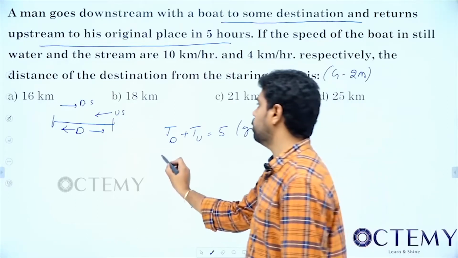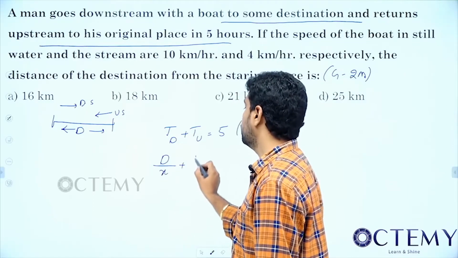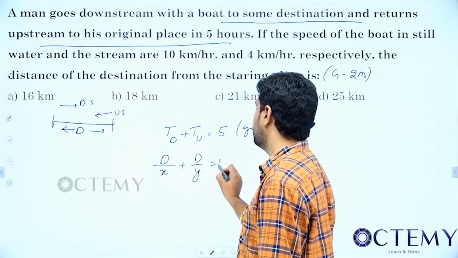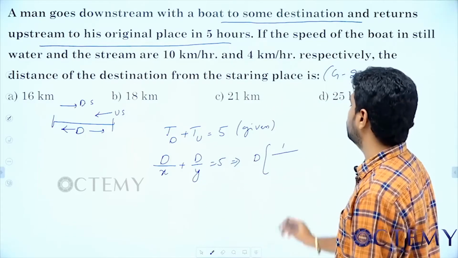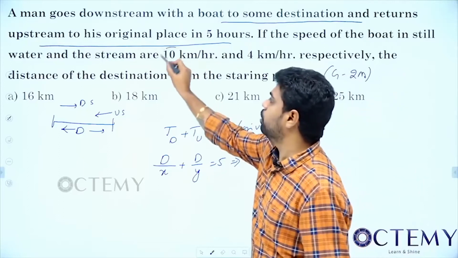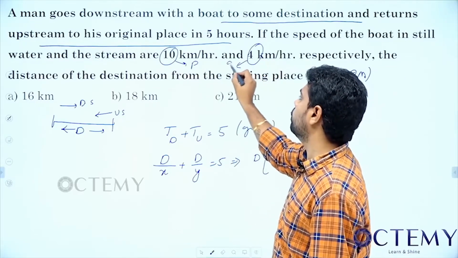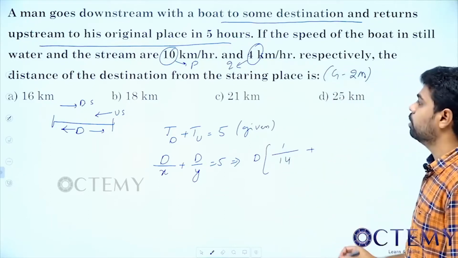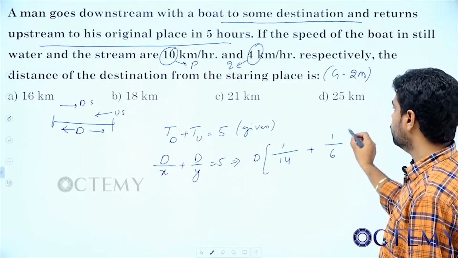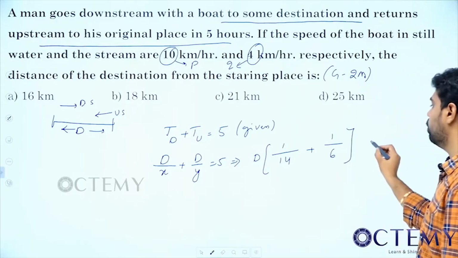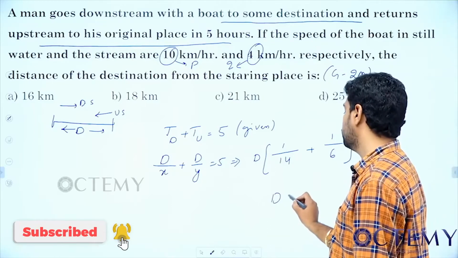Distance is nothing but d by x. So d by x plus d by y is equal to 5. From this I can say that I will take d common. x is nothing but p plus q, which is 10 plus 4, so 14. This is the p value and this is the q value. So 1 by 14 plus 1 by 6 is equal to 5. You solve this and you will get the answer. That will be 21, I think.